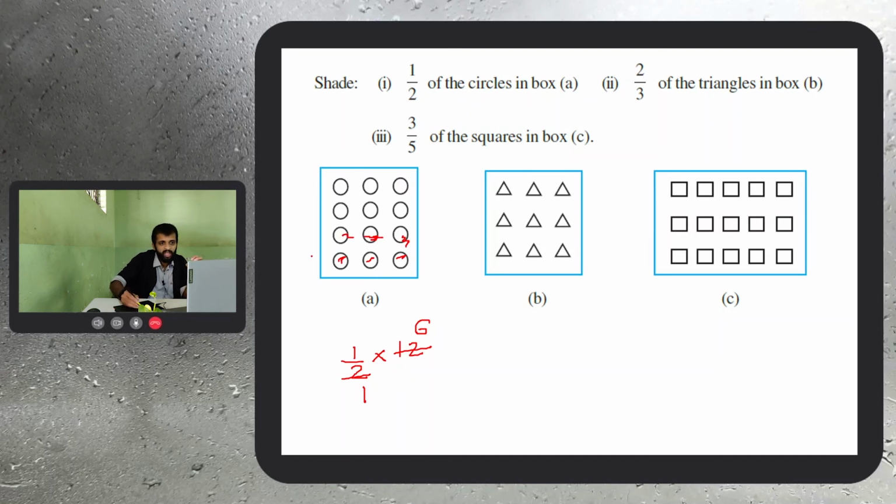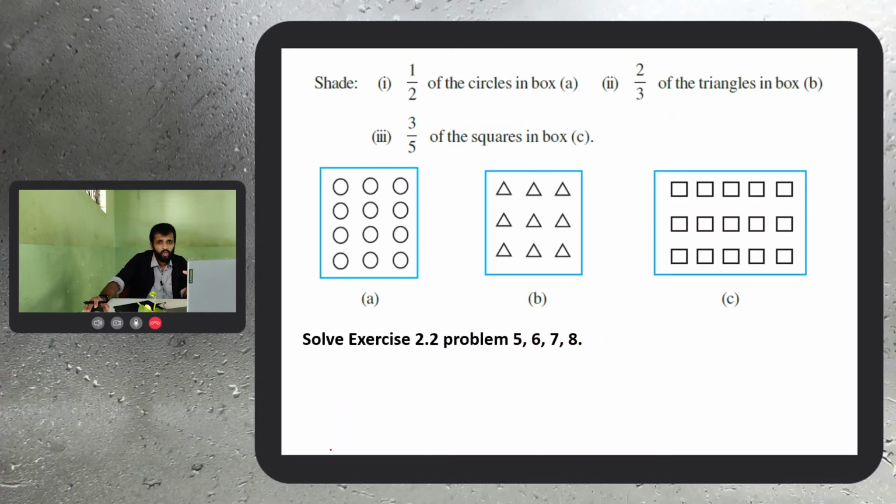Same way you will have to do it for 2/3 of the triangles. So I will take 2 upon 3 multiplied by how many triangles do I have? I have in total 9 triangles. So calculate this part. The number that you get, you will have to color. Same way you can try for the squares as well. So let's clear this off now.